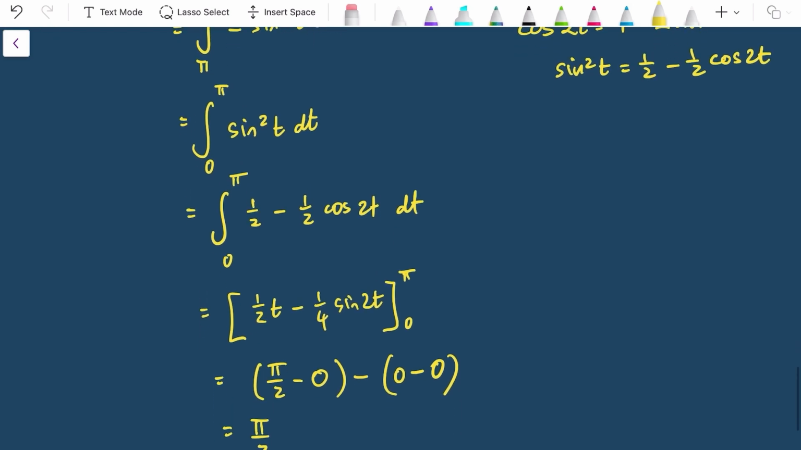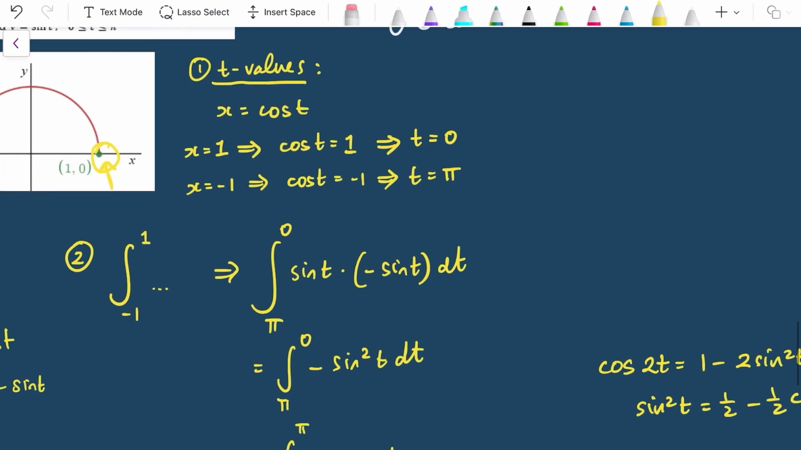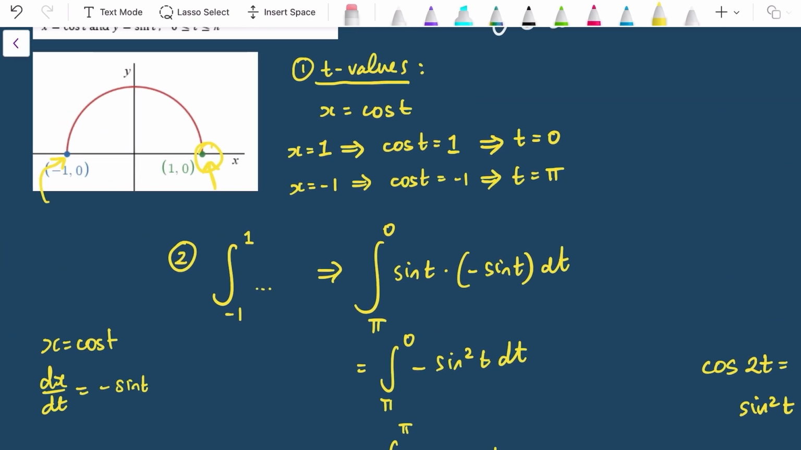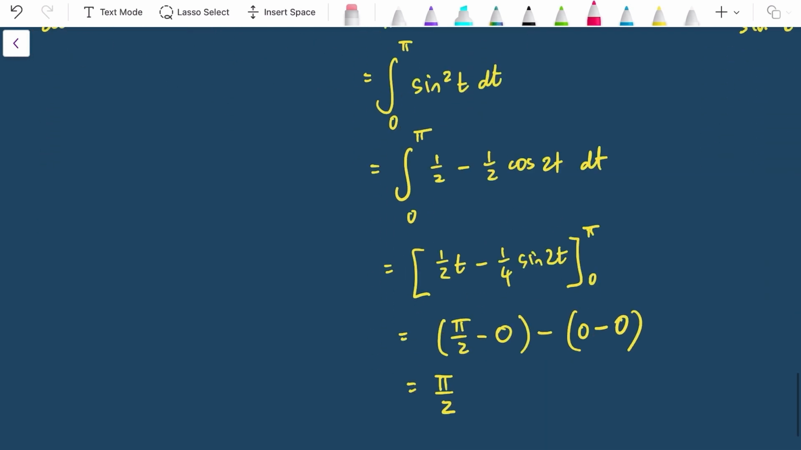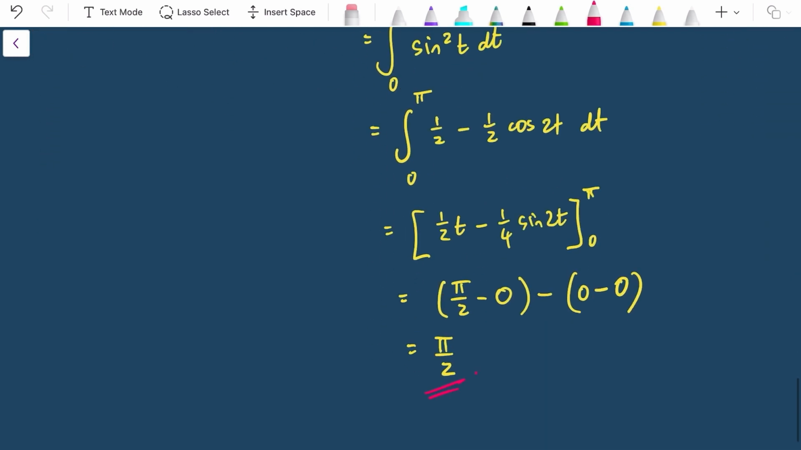And I don't know if anyone noticed, but this is a semicircle with a radius of 1. So we know the area is pi r squared, divided by 2, and the radius is 1. Therefore, it makes sense that the area here is pi by 2, which is exactly what we got.